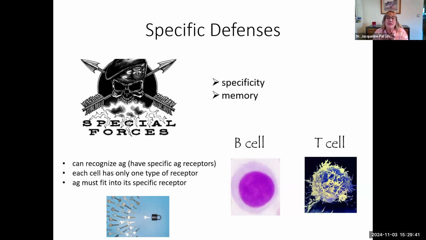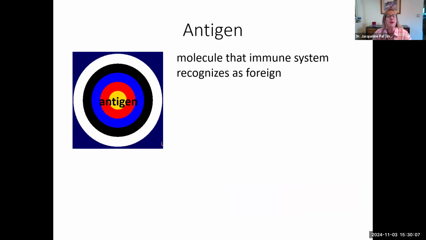But specific defenses also have memory. So if poliovirus would come by a second time, those memory cells, the B and T cell memory cells against poliovirus, would say, whoa, man, I recognize you from before. I have your number. And it would jump on it right away and have a much more robust defense, much faster than the first time.